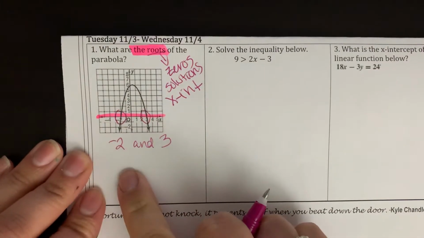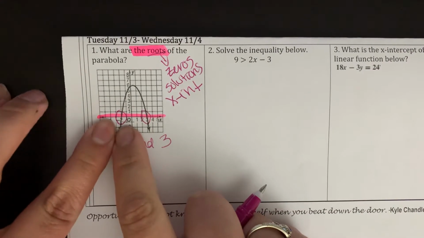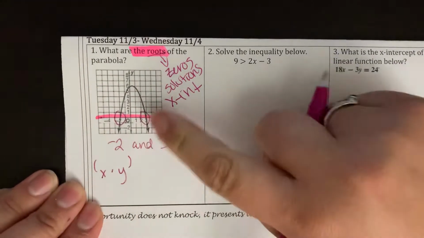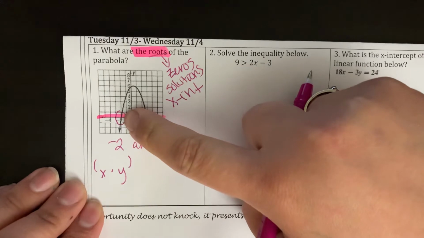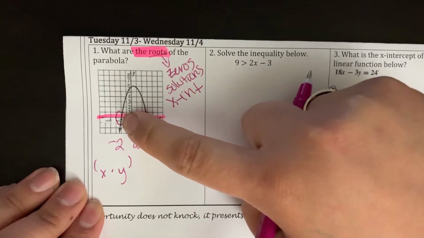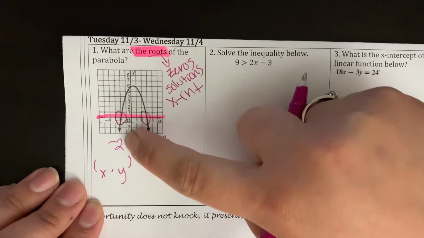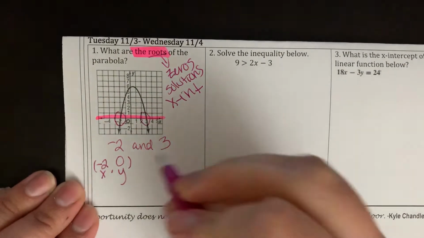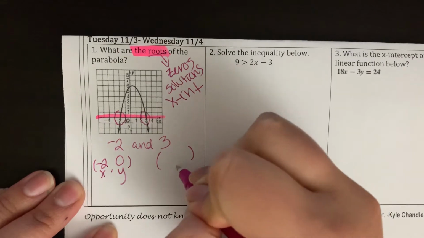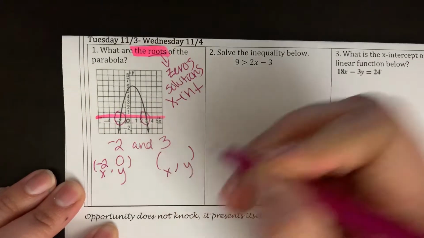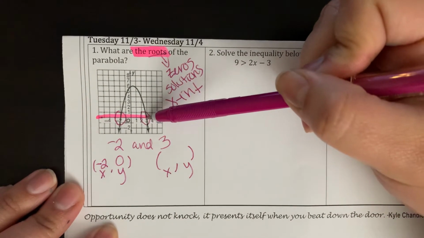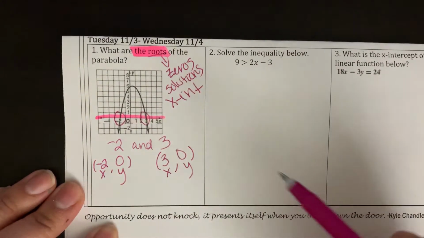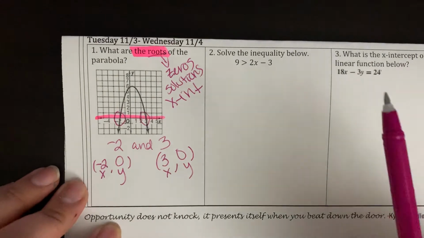You can also write them as ordered pairs, right? This x-intercept, remember when we're writing an ordered pair, x comma y, this is crossing at the x-axis. So this -2 is at the x-axis, so this -2 needs to go in the x spot. And then your y is 0. And for this ordered pair, same thing, x, y, this is at the x-axis of 3, so this is an x value, and then y is 0. So you could have written your answer in either one of these forms.